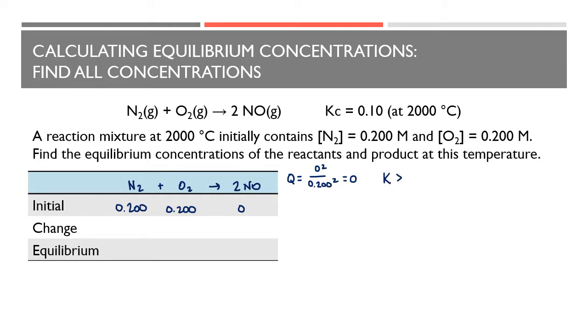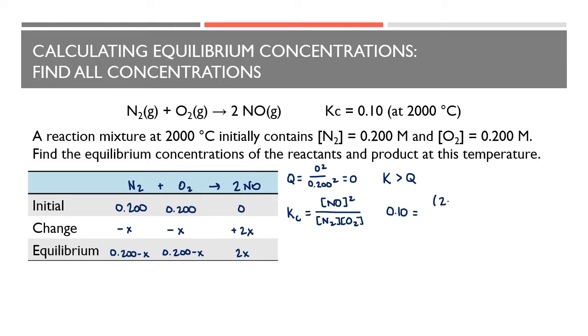And 0 is less than 0.1, so our K is greater than Q, which means the reaction will shift towards the products, meaning we're going to be getting rid of reactants and adding products. So the changes should be negative for my reactants and positive for my products. Finally, I want to express my equilibrium concentrations in terms of X, so I did that right there. The next thing I want to do is set up my equilibrium constant expression. So the equilibrium constant is equal to NO squared over N2 multiplied by O2.